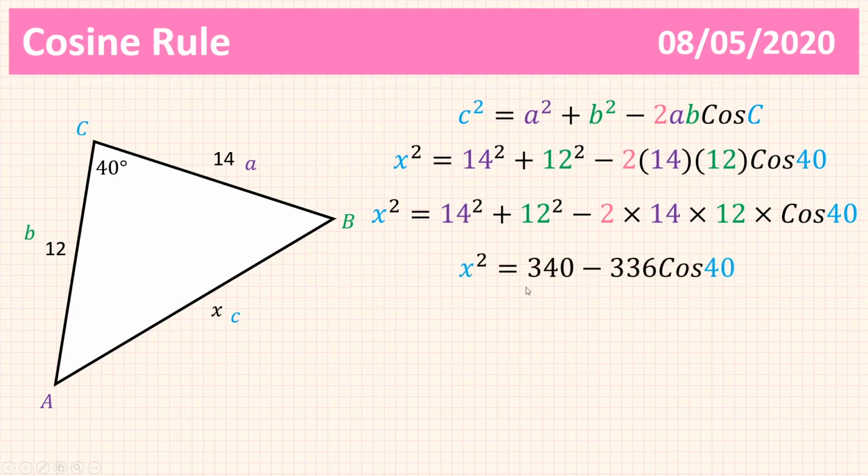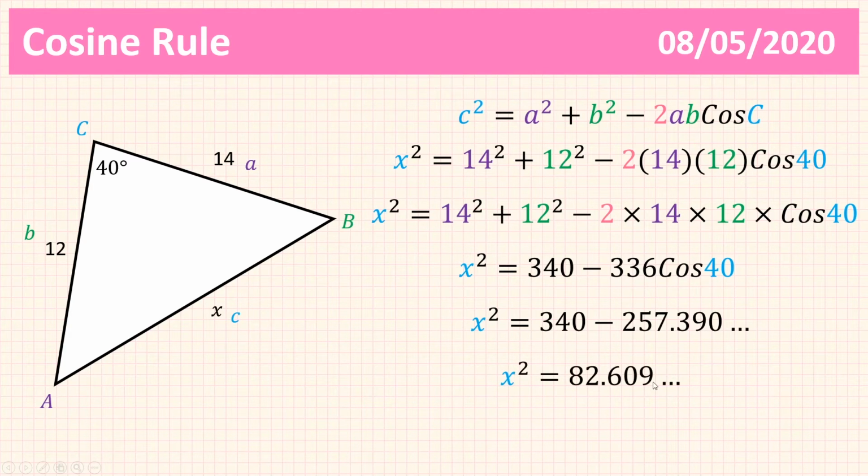So then that's what I've done. I've worked out what 14 squared plus 12 squared is. And then I've worked out what 2 times 14 times 12 is, which gives me 336. And then I've multiplied 336 by cos 40. And then I've done the subtraction. Now, right now, I have not answered the question. x squared is equal to 82.609, and then the rest of the decimals.